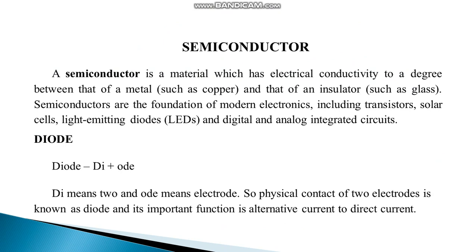So semiconductor is the basic one. A semiconductor is a material which has the electrical conductivity to a degree between that of metal and that of an insulator. Semiconductors are the foundation of modern electronics, including transistors, solar cells, light emitting diodes, and digital and analog integrated circuits. So what is diode? Diode is di plus ode. Di means two and ode means electrode. So physical contact of two electrodes is known as diode, and its important function is alternating current to direct current.